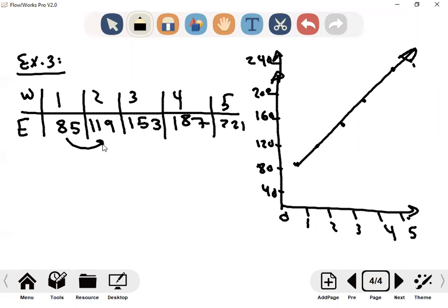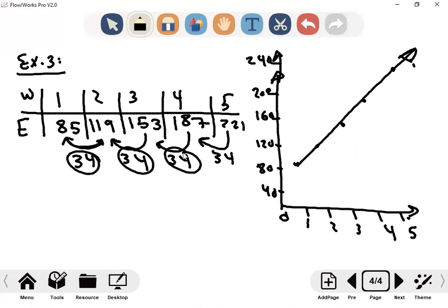Now, if you add, you will ask yourself, 85 plus what equals 119? Sometimes it's confusing, right? Do the backward, which is subtraction. 119 minus 85. Who has a calculator? Are you sure? 34. Then 153 minus 119. Check it. 34. 187 minus 153: 34. And this also. 85 plus 34, 119 plus 34.